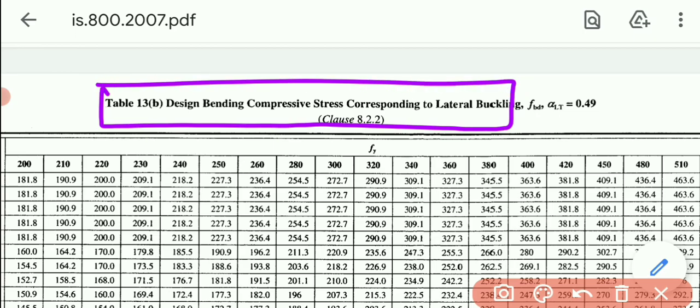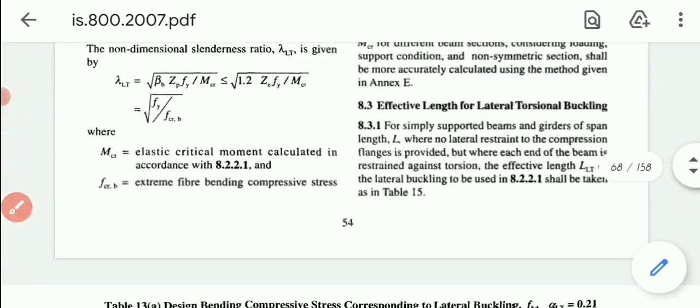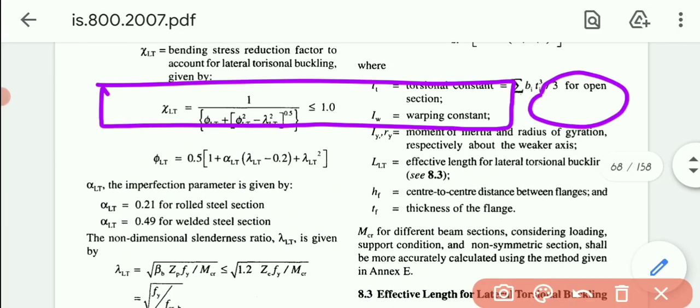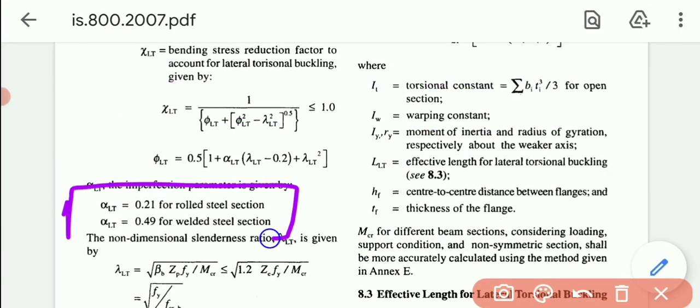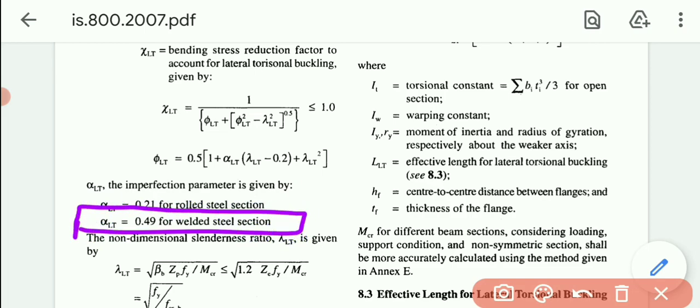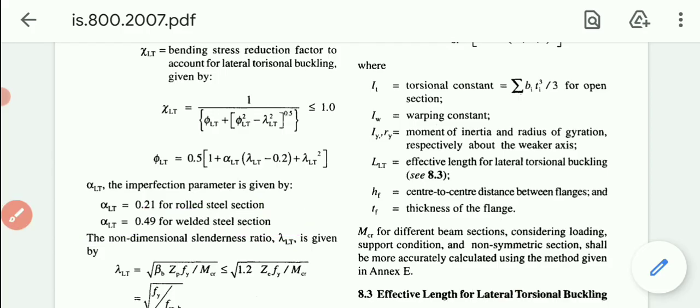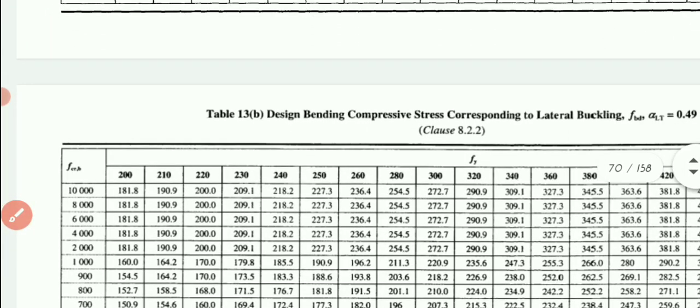Okay, but it is for the alpha LT 0.49, so we have to decide which alpha LT we want to use, and for that the data is also given in this clause. Say alpha LT equals 0.21 for the rolled section and 0.49 for the welded section. As we are designing the built-up section, it is connected by welding only, so we will use alpha LT equals 0.49. For that we will use this table.